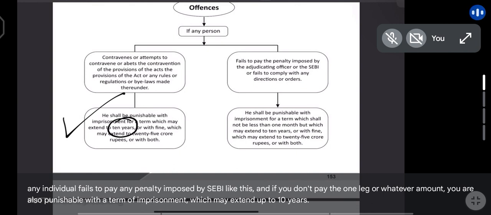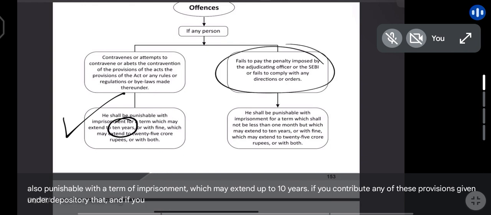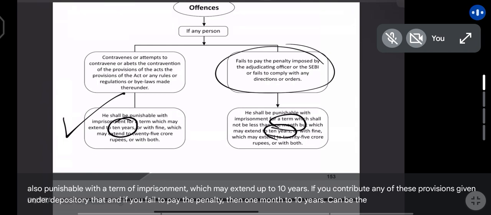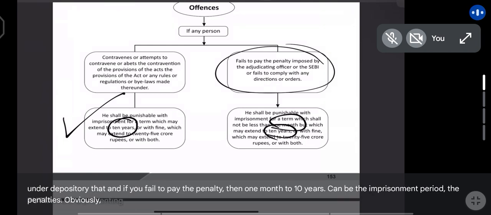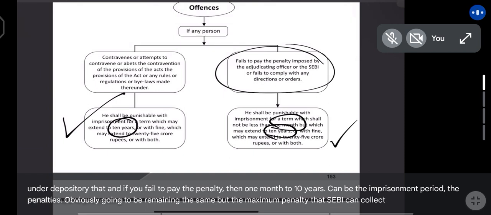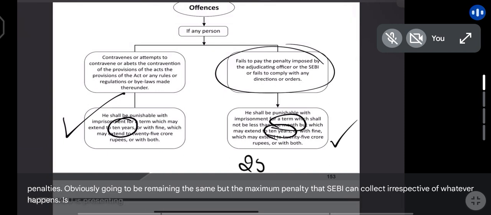If you contravene any of these provisions given under the Depositories Act, and if you fail to pay the penalty, then 1 month to 10 years can be the imprisonment period. The penalty is obviously going to remain the same, but the maximum penalty that SEBI can collect, irrespective of whatever happens, is 25 crores.